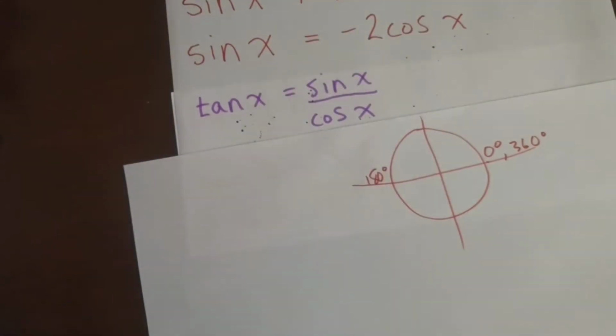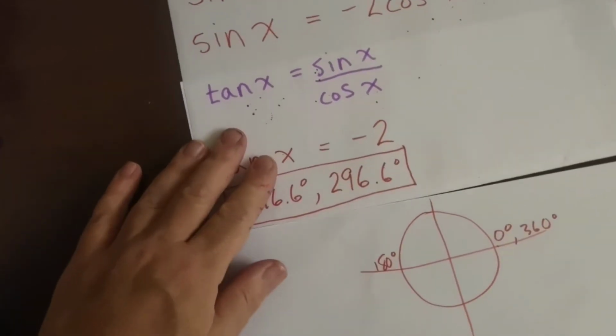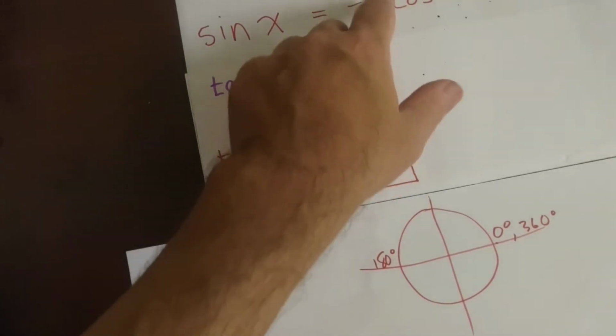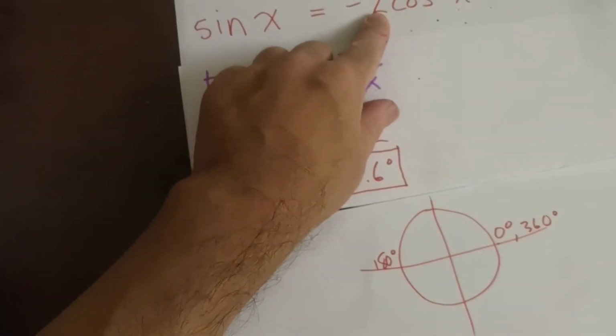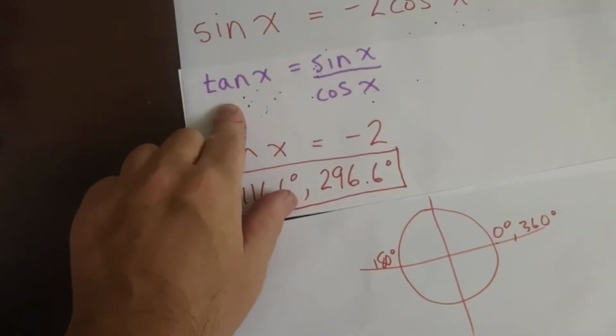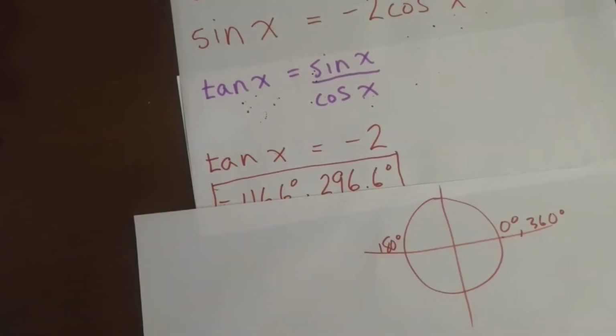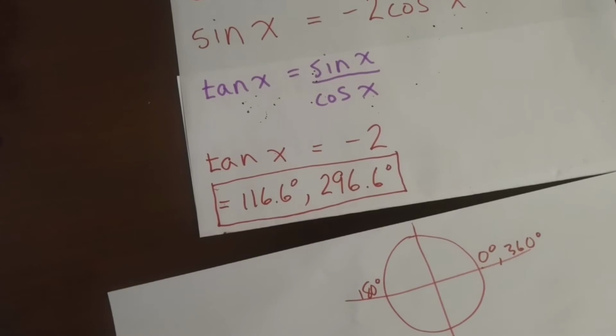Okay, so what I'm going to do is I'm going to divide by cosine of x. If you have sine of x over cosine of x, you have tangent of x, and you leave behind the negative 2. So we have tangent of x equals 2. And the next step is use the calculator.